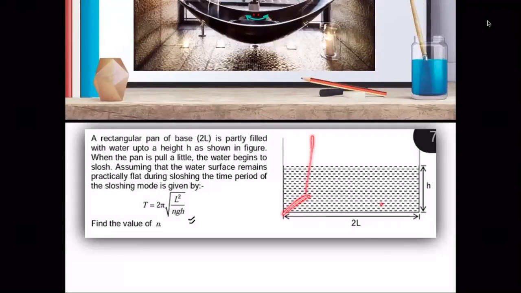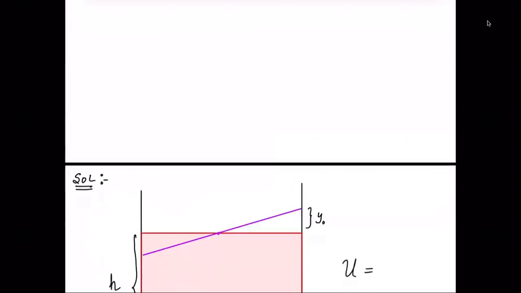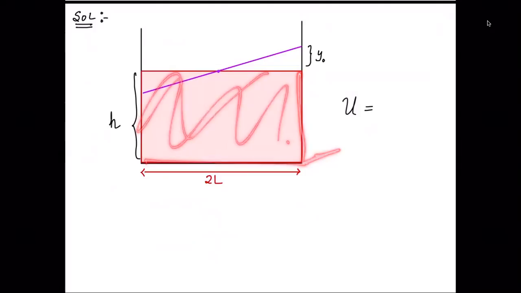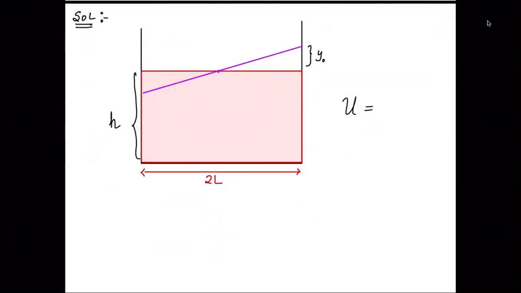Let me assume that the breadth here is b. So I have a tank something like this, and let me assume this breadth is b. So what will be the volume of this whole water body? That will be length 2L, height h, and breadth b. Now, I have to find the potential energy in this particular scenario. That means I have to get the center of mass. This section of water will be a prism of very small height y naught.